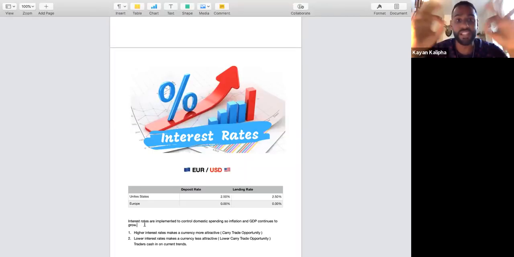In Europe, it's 0%, okay? So in Europe, if you put money into the bank, you're not going to get paid any interest. And if you borrow money from the bank, you're not going to be paying any interest.